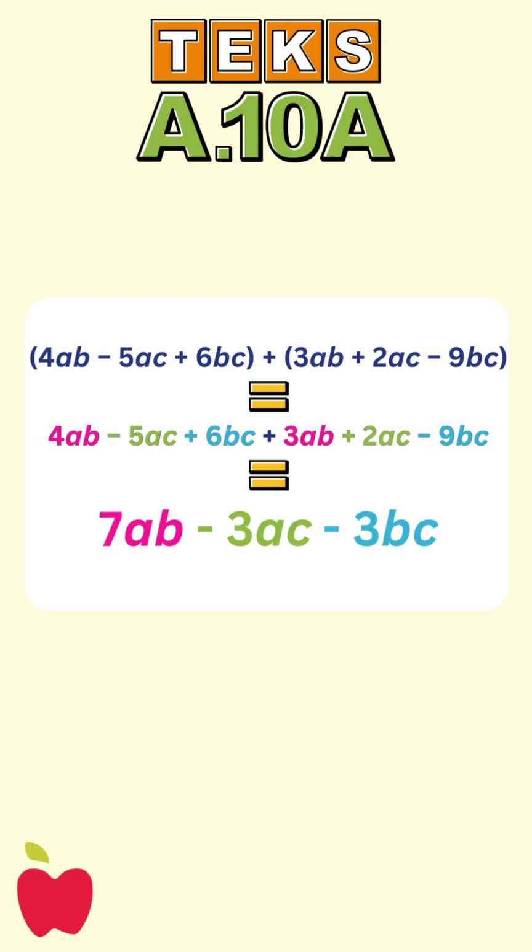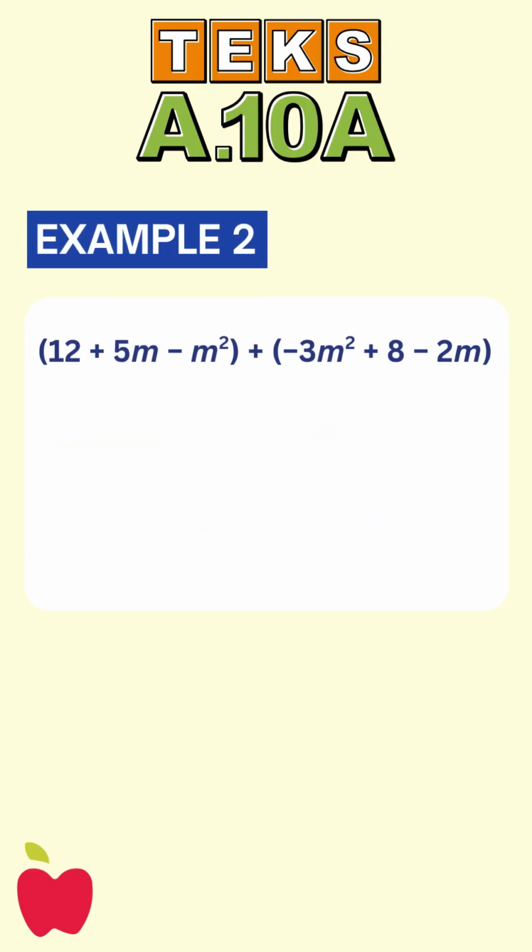Let's try another example. Open parentheses, 12 plus 5m minus m squared, close parentheses, plus, open parentheses, negative 3m squared plus 8 minus 2m, close parentheses. First, remove the parentheses. 12 plus 5m minus m squared, plus negative 3m squared, plus 8 minus 2m.